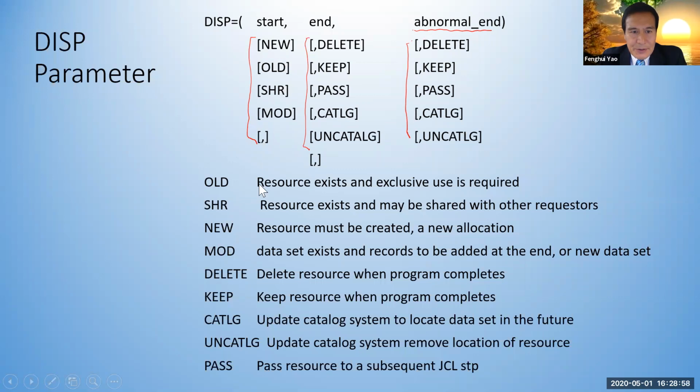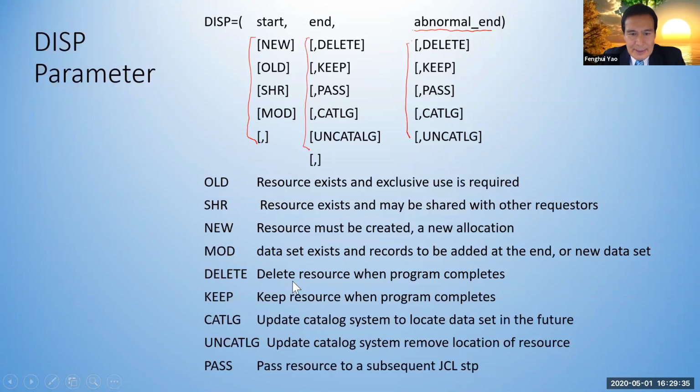Here, NEW means the resource must be created, a new allocation of a data set. OLD, the resource exists and exclusive use is required. And then SHR, the resource exists and must be shared with other requests. MOD, modify. The data set exists and records are to be added at the end, or a new data set is to be created.